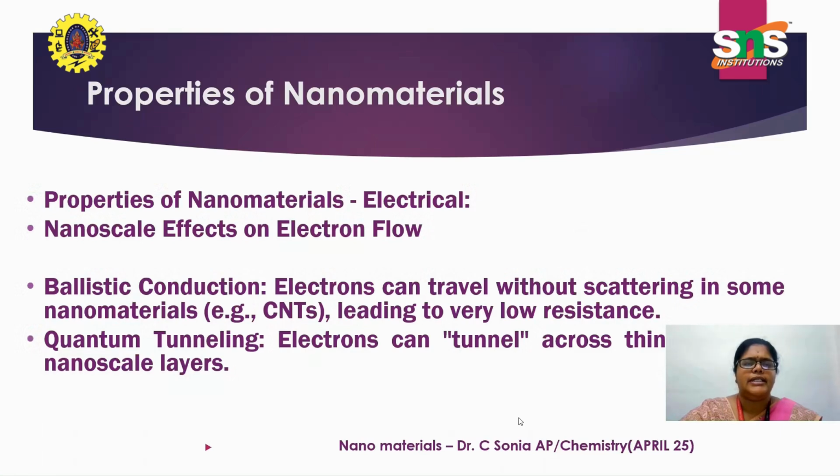And again the electrical, that is nanoscale effects on the electron flow. It gives the ballistic conduction, that is the electrons can travel without scattering in some nanomaterials, for example in the carbon nanotubes, the electron flows, leading to a very low resistance. Quantum tunneling is one more electrical effect, that is the electrons can tunnel across the thin insulating nanoscale layers.